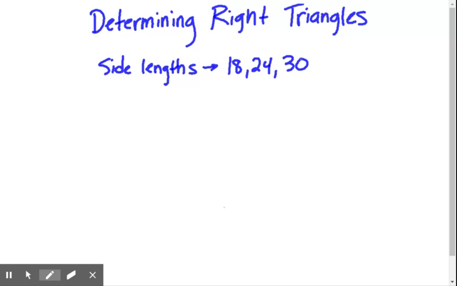Okay, so first we need to identify what A, B, and C are. Because remember, A squared plus B squared equals C squared is the formula, the Pythagorean theorem, that's going to allow us to make this conclusion. Remember, C is always the longest side of your triangle. Okay, so in this case, C has to be 30. It doesn't matter what A and B are, but C has to be 30.